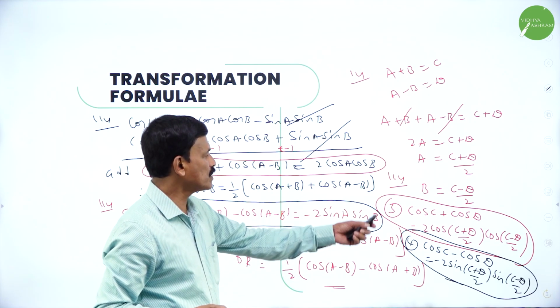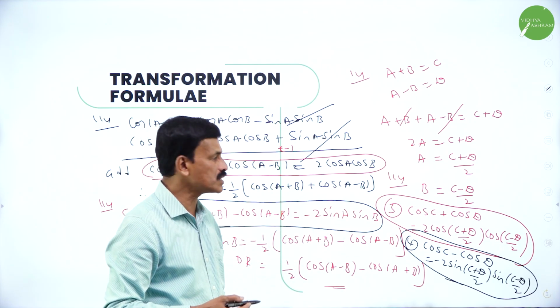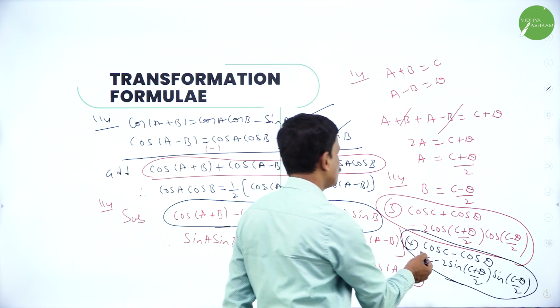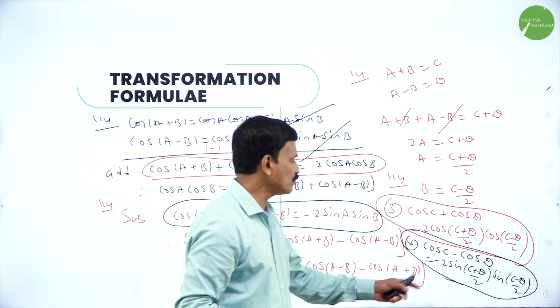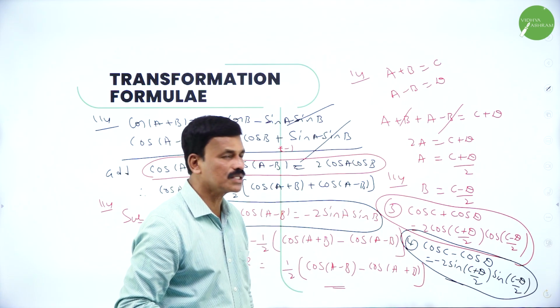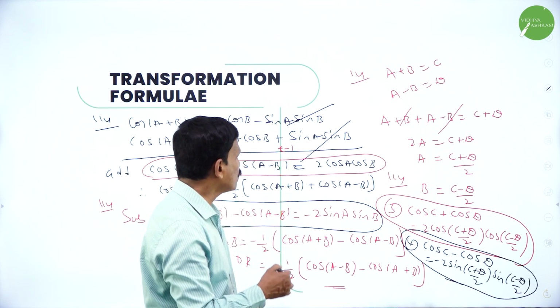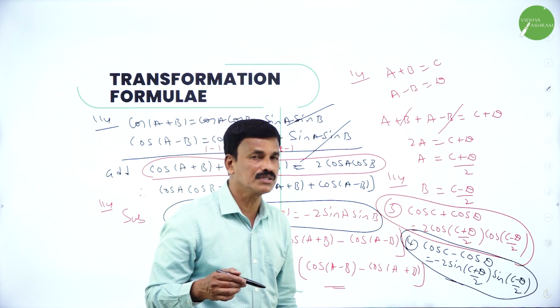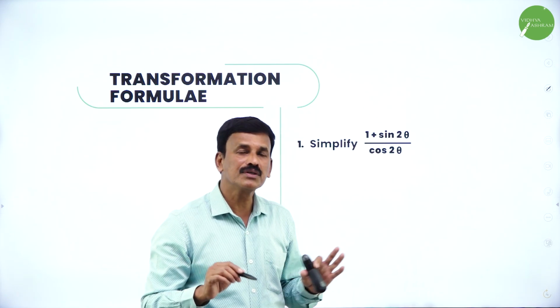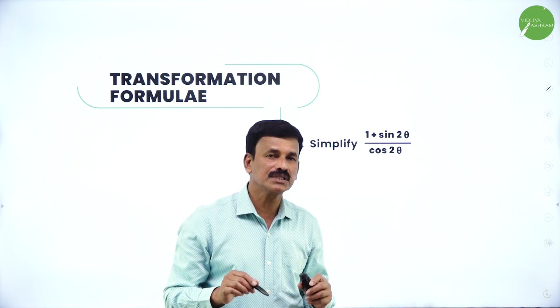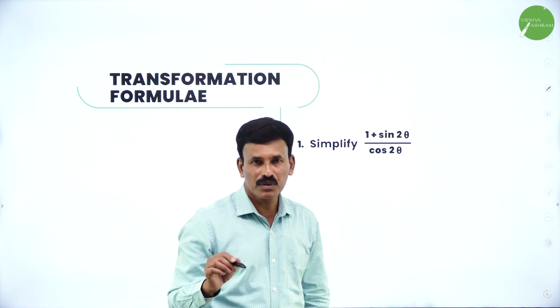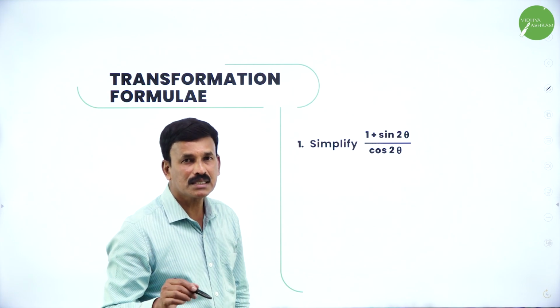So what is cos C plus cos D? Cos C plus cos D is 2 cos (C plus D)/2 into cos (C minus D)/2. Cos C minus cos D is equal to minus 2 sin (C plus D)/2 into sin (C minus D)/2. So these formulas are very, very important for solving the problems, right? Before going to the problems based on transformation, let me solve some problems based on multiple and submultiple angles.